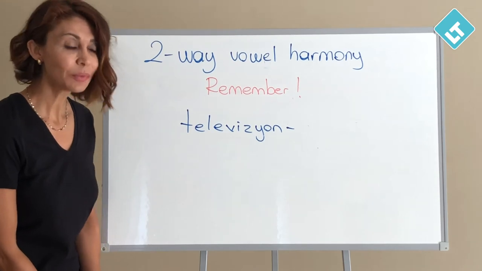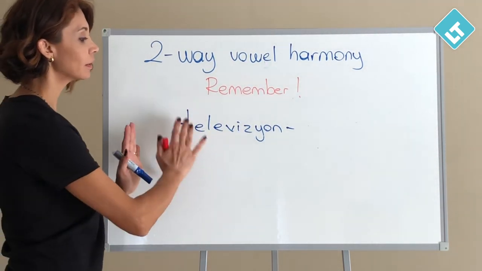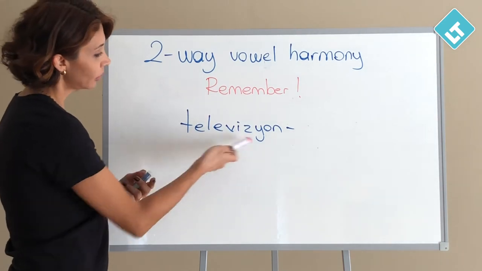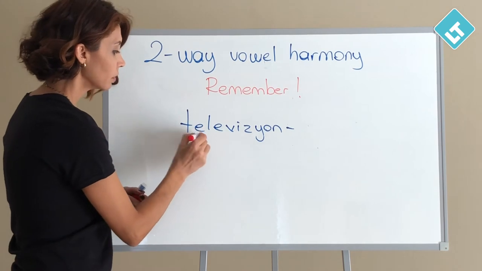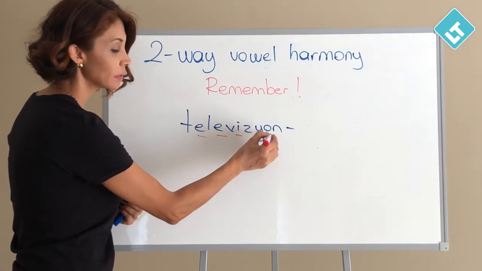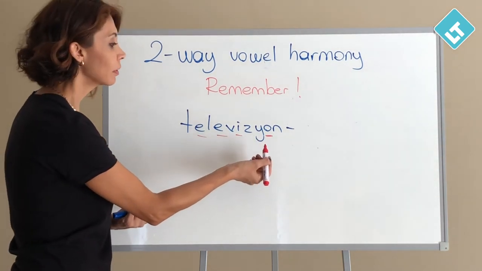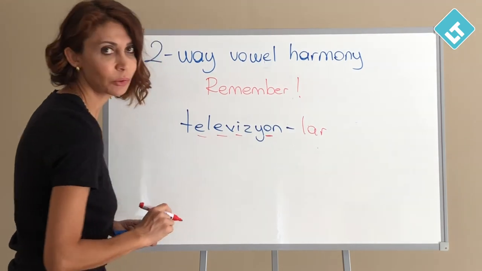But remember, we are always looking at the last vowel of the word. We are not looking at the other vowels. Look at this example. Televizyon. E front, e front, e front. But the last one is o, and it's a back vowel. So I need to use the lar suffix to make plural.